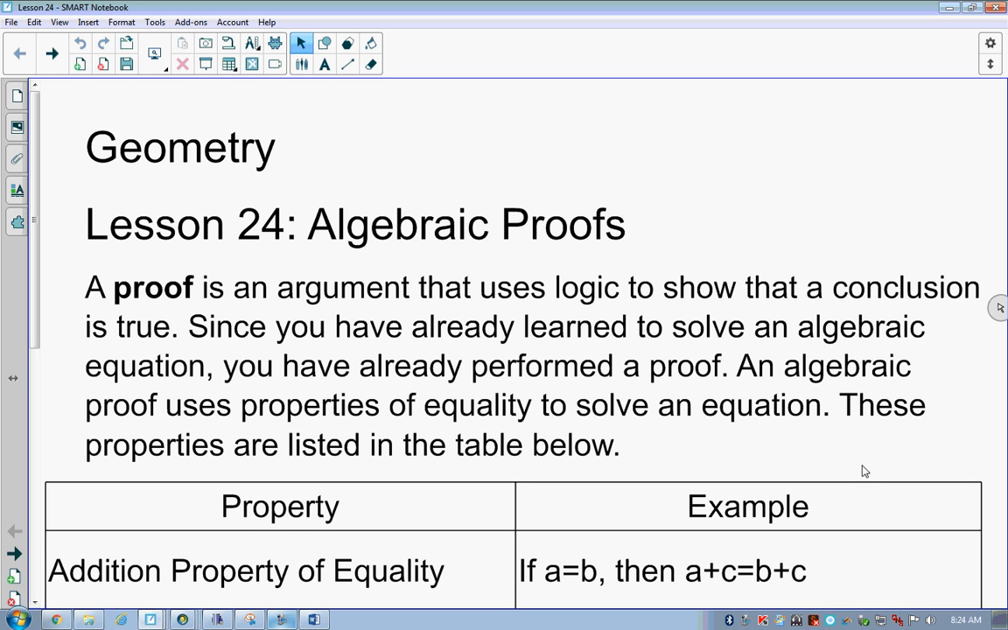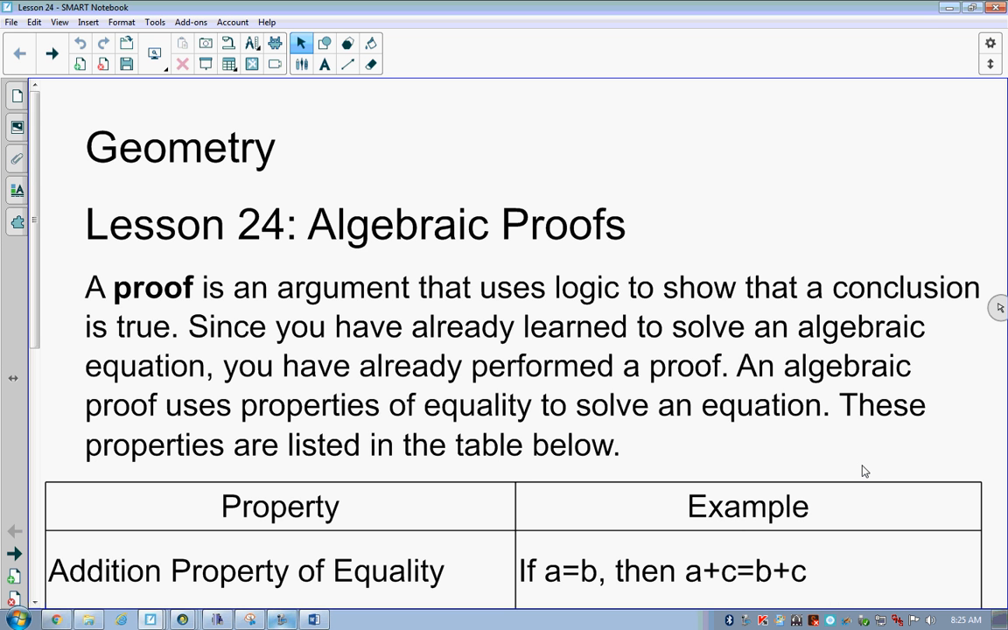Geometry lesson 24, algebraic proofs. In your textbook, this is starting on page 151. This is, for us, I think, kind of the beginning portion of proofs, so this stuff is still staying fairly simple. It's not, at this point, nearly as difficult as some of the stuff that you see in Algebra 3 with trying to prove triangles or something like that. This is all still, when we say algebraic proofs, we're just proving equations.